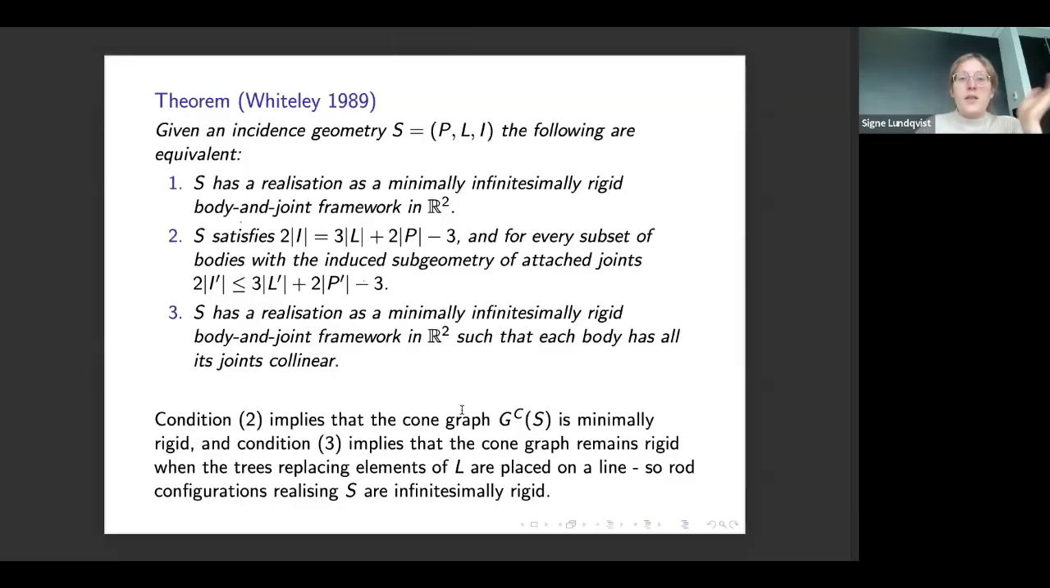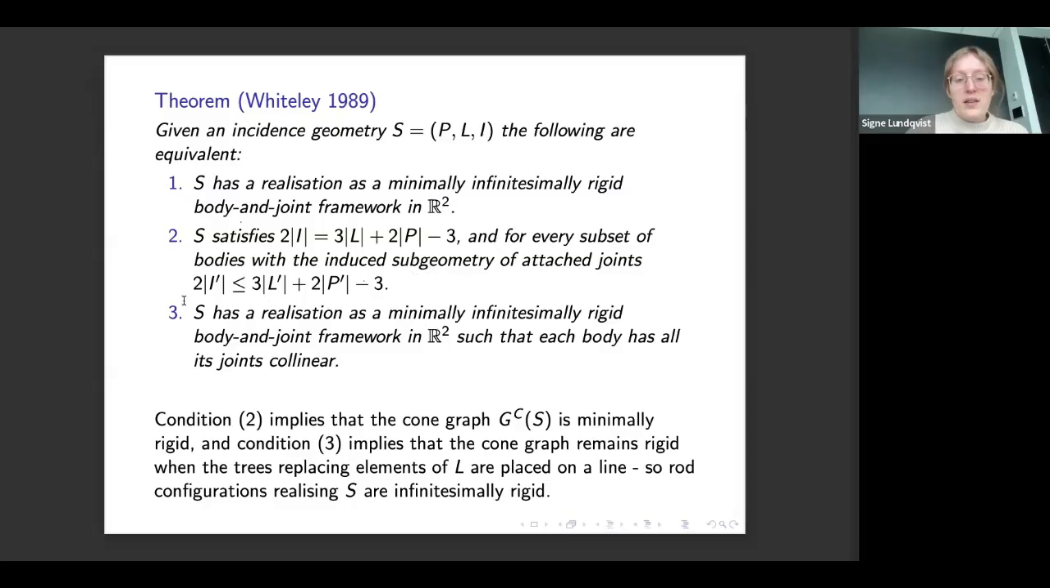And Whiteley, in the same paper that I referenced about the parallel redrawings, showed a characterization for when an instance geometry has a realization as a minimally infinitesimally rigid body joint framework in the plane. And it's again a counting condition. So it's this counting condition here. It's equivalent to an instance geometry having a realization as a minimally infinitesimally rigid body joint framework.